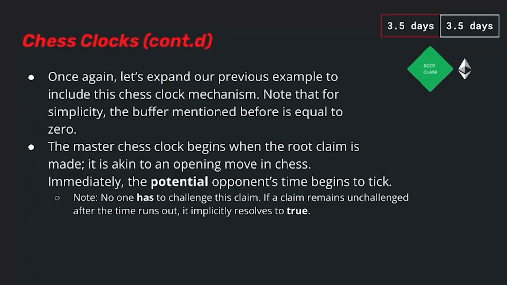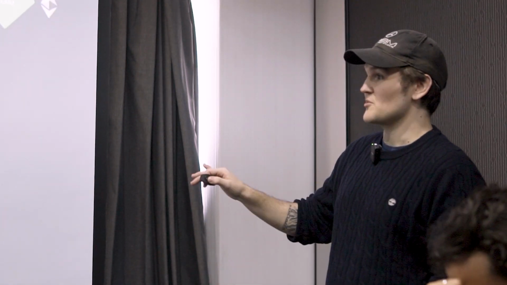So once again, nobody has to challenge this claim. If the claim remains unchallenged after the time runs out, it implicitly resolves to true. We don't need to reference the source of truth that we're about to talk about. We don't need to perform a fault-proof VM step. It just implicitly resolves to true because nobody tried to counter it.